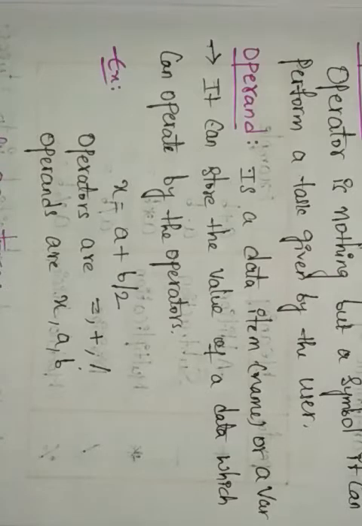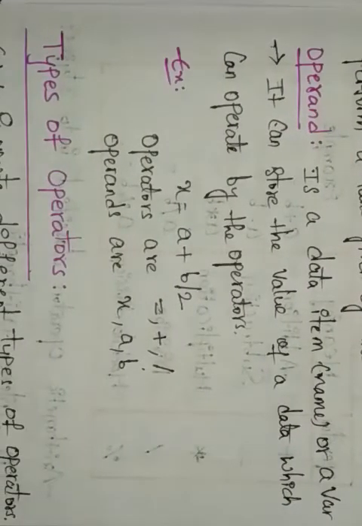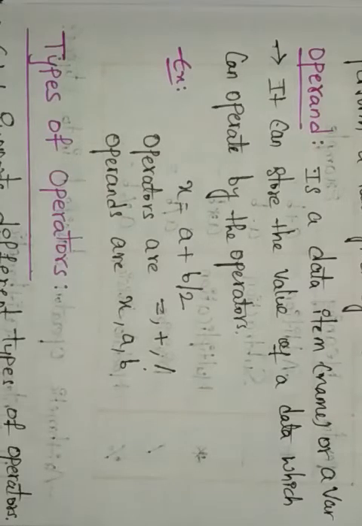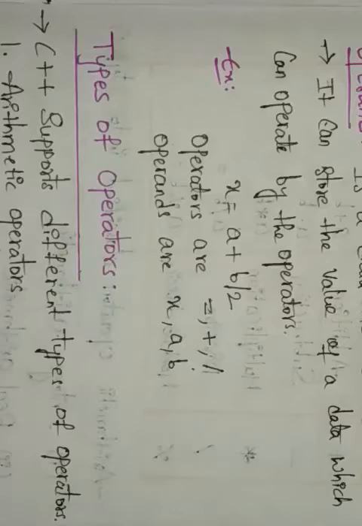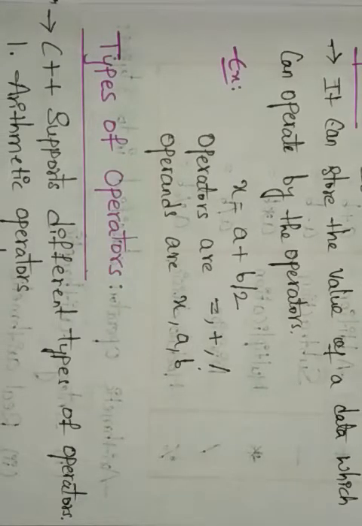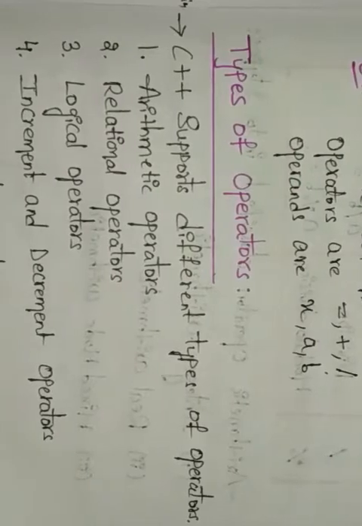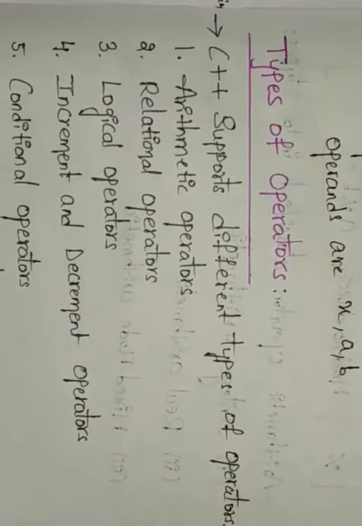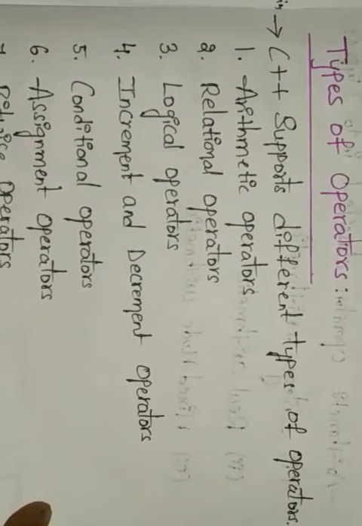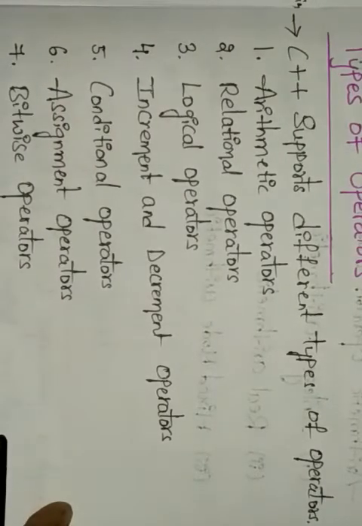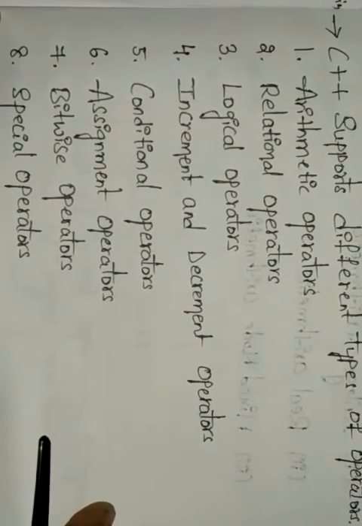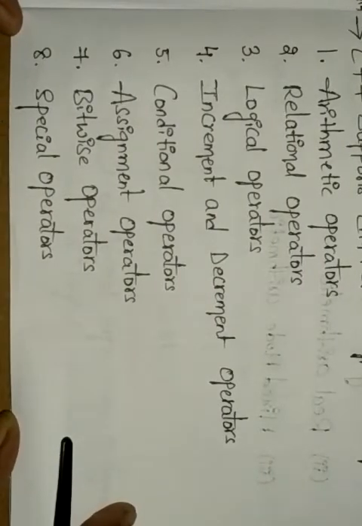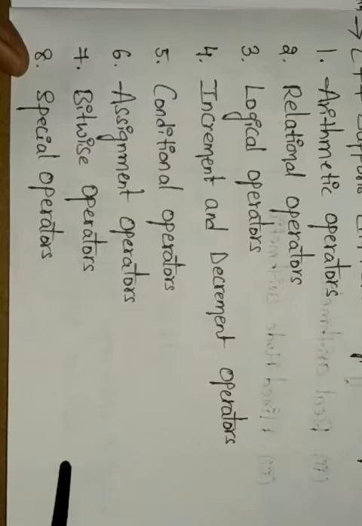Here we have some types of operators. C++ supports different types of operators. Totally 8 types we have in C++. The first one is arithmetic operators, second relational operators, third logical operators, fourth increment and decrement operators, fifth conditional operator, sixth assignment operator, seventh bitwise operator, and the eighth is special operators. Now we will see each one by one.